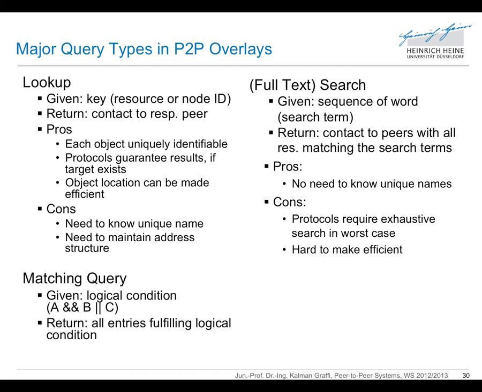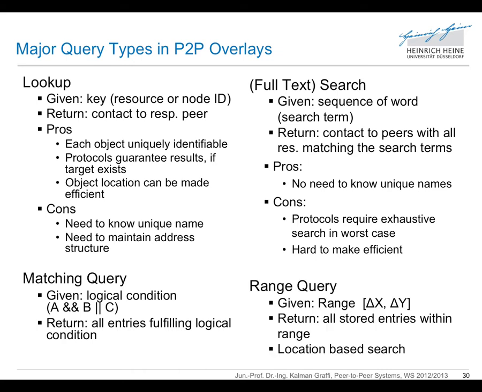Matching queries: what you can also do is have something like logical conditions. So I'm looking for persons at the University of Paderborn, and they should be older than 30, or they should be male, so I don't know. And then you get all entries fulfilling the logical conditions. I think this is also implemented in our peer-to-peer framework.